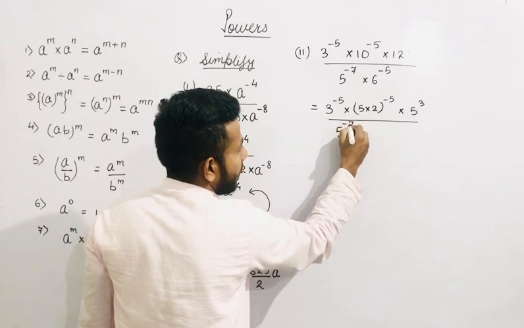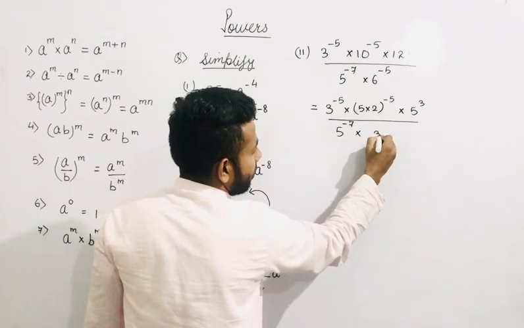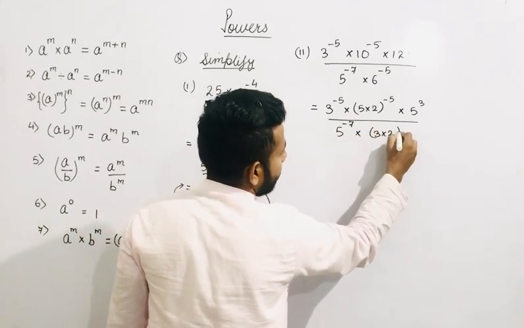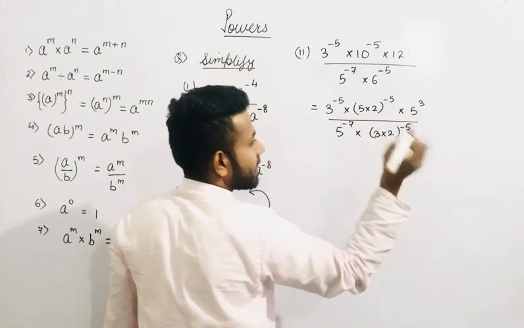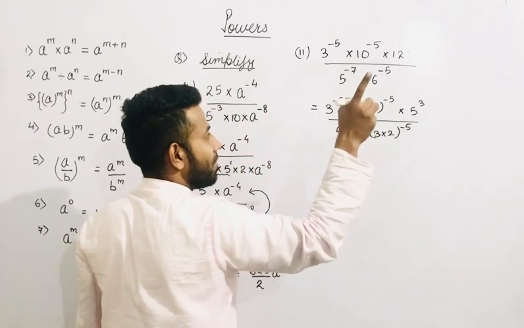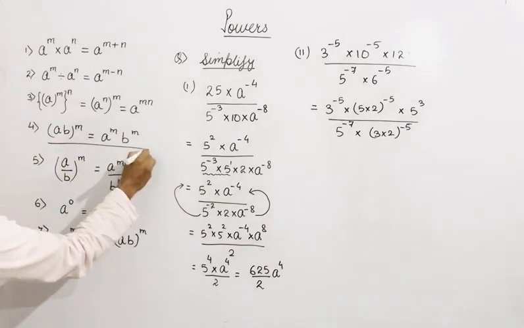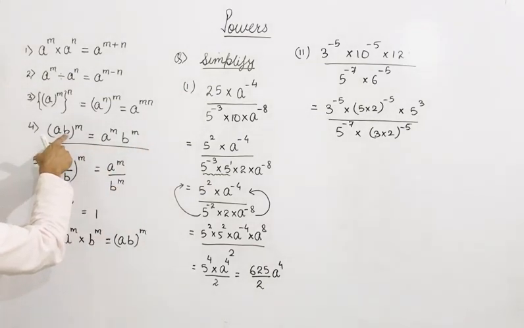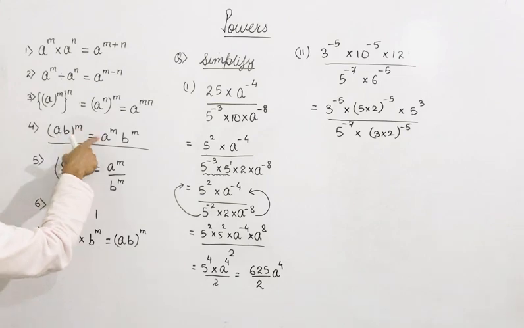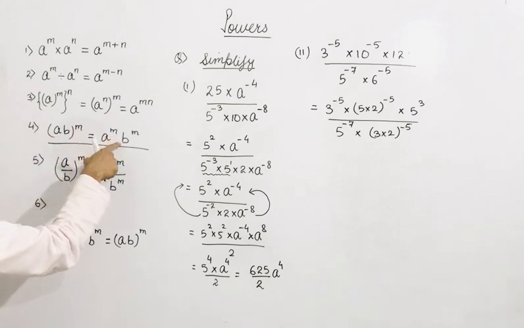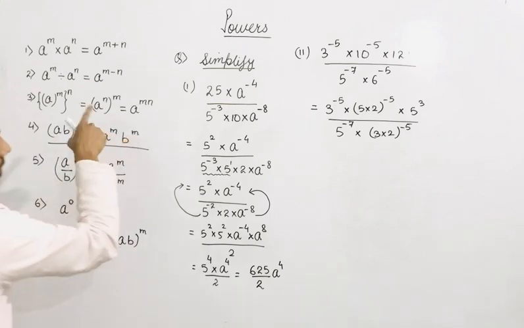5 to the power minus 7 into 3 into 2 to the power minus 5. Now the next line, what I am going to write is just based on this theorem. Look here. Just based on this theorem, 5 into 2 to the power m is 5 to the power m into 2 to the power m.